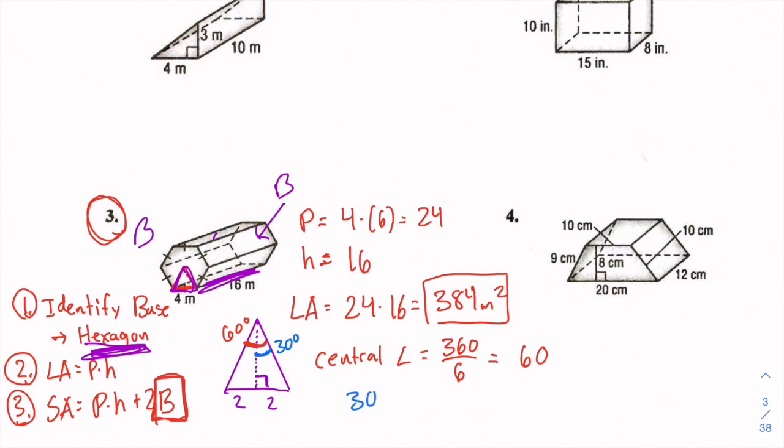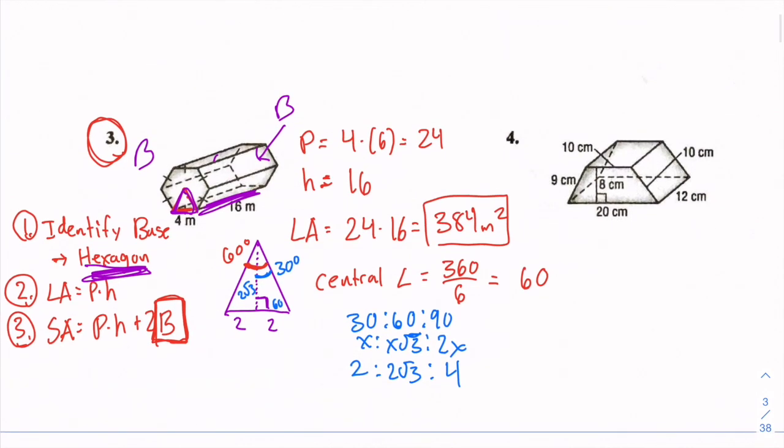Throw back to your 30, 60, 90. X, X radical 3, 2X. Okay, we have the 2 here because it's opposite the 30. Okay, now what's opposite to 60? This here should be 60 degrees. So opposite to 60 is just 2 radical 3. And if you want to know, the other side is 4. Okay, so this here is 2 radical 3. And that's what we're looking for.